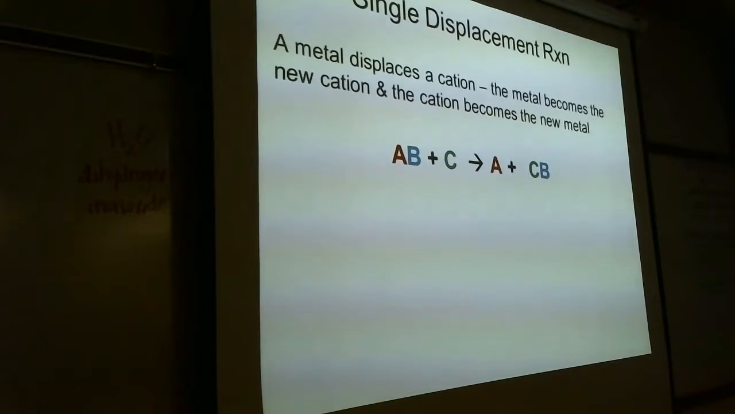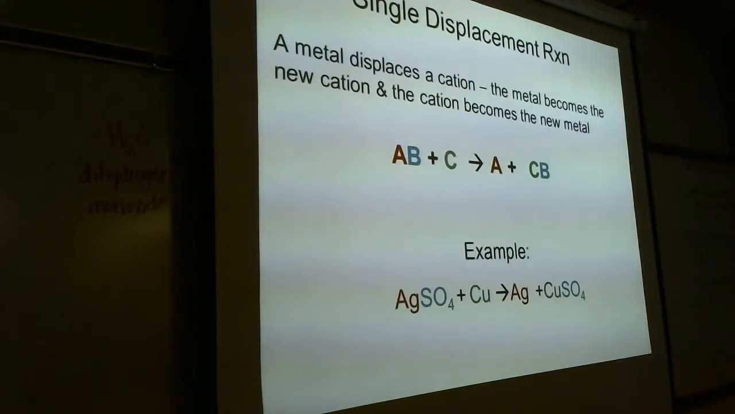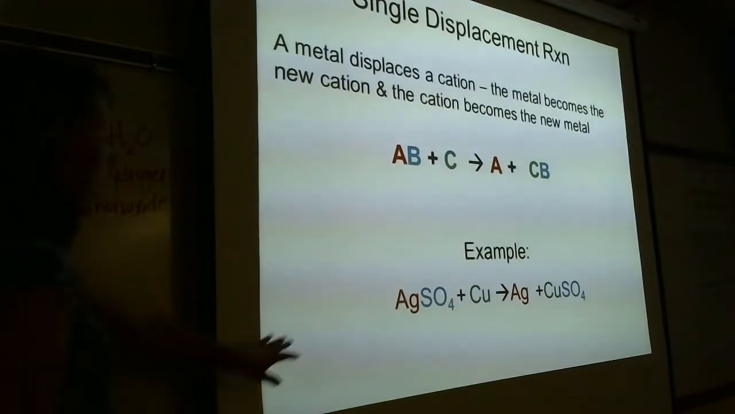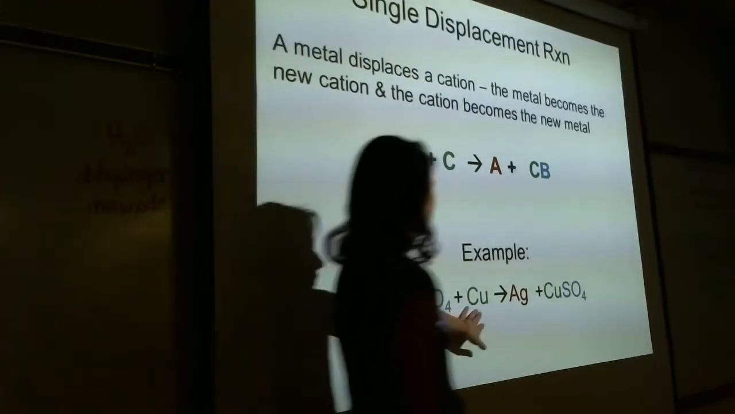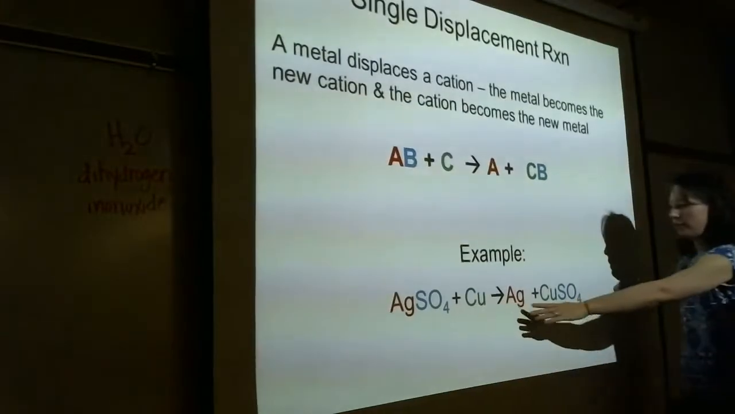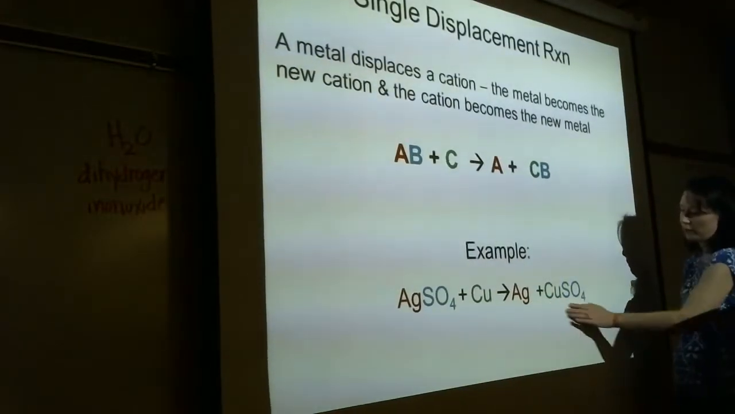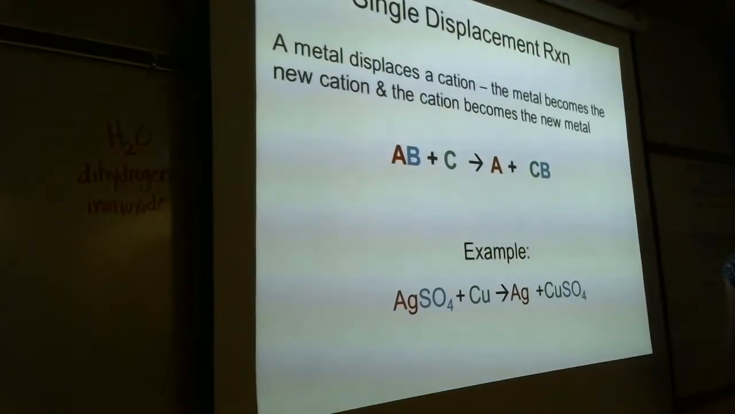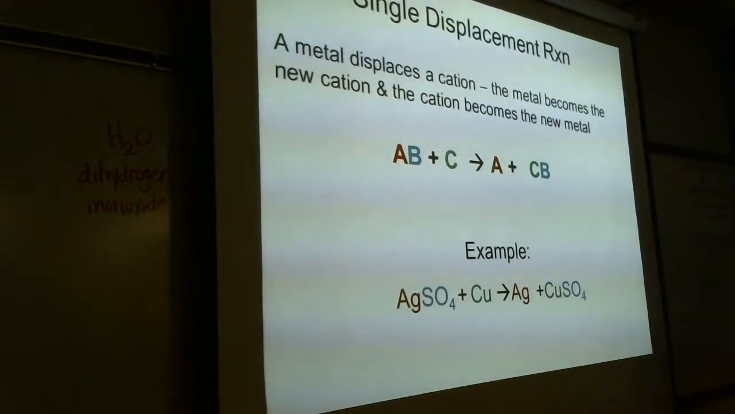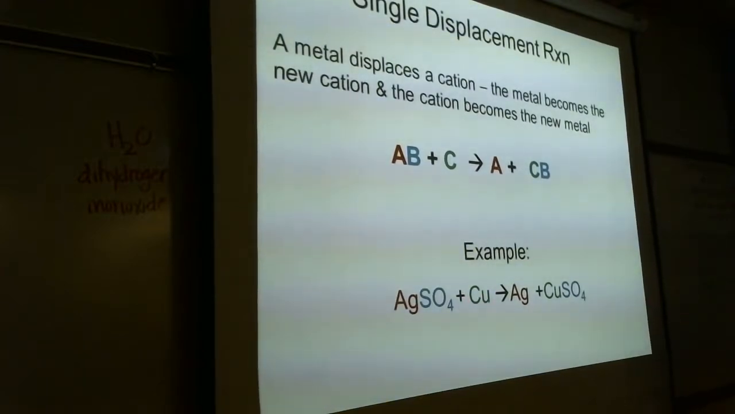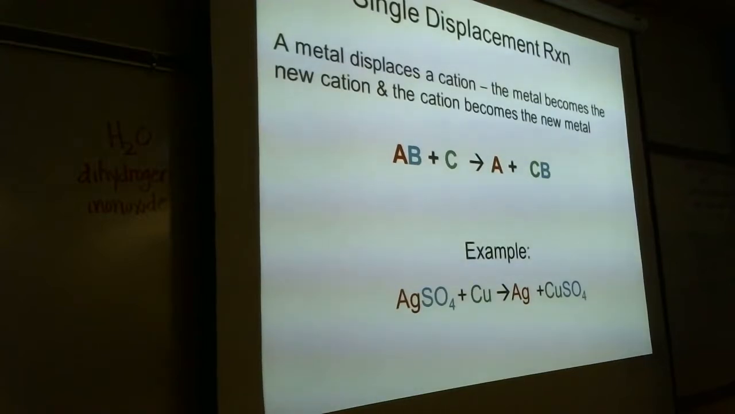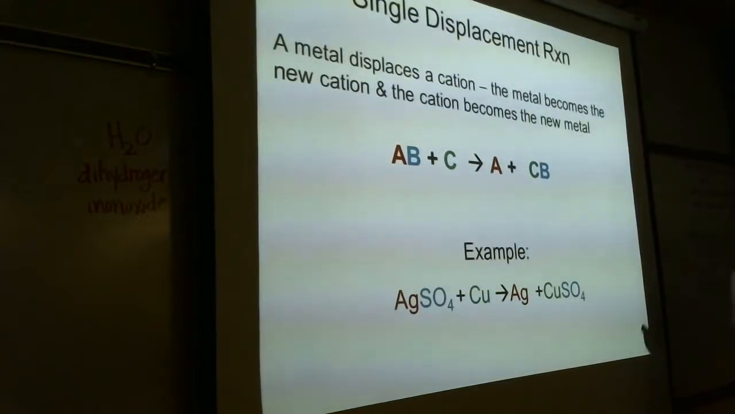Cation goes first, right? Okay, so here would be an example of a single displacement reaction, right? AgSO4 plus Cu producing Ag plus CuSO4, okay? Now, in this case, copper's a metal, right? And it's in the transition metals. So it could be copper 1 or it could be copper 2.